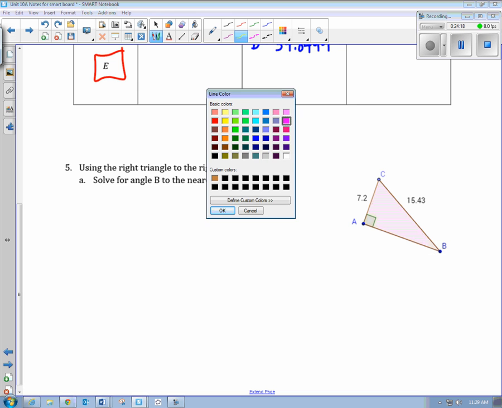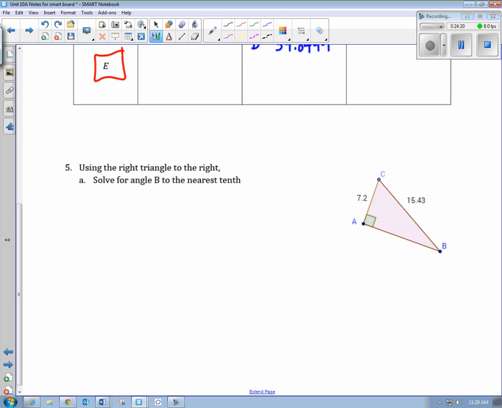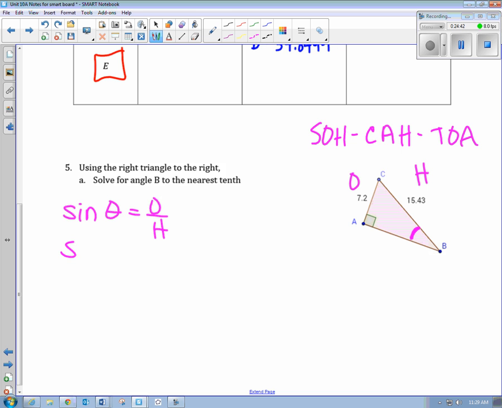So I'm going to go in and say, okay, well, what exactly did they give me? If this is angle B that we're focusing our attention on, this is the opposite and this is the hypotenuse. So going back to SOHCAHTOA, in this particular case, I'm going to do the sine of theta, opposite over hypotenuse, plug in what I know, angle B, opposite 7.2 over hypotenuse 15.43.